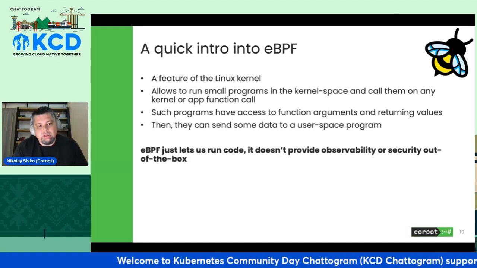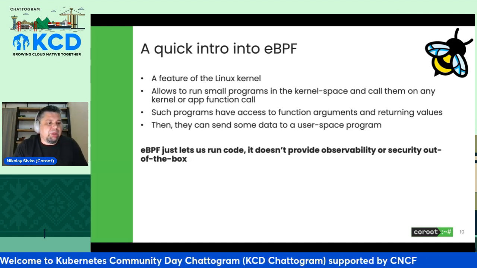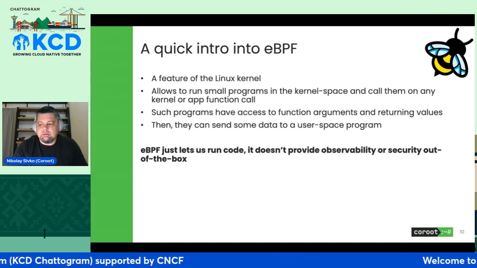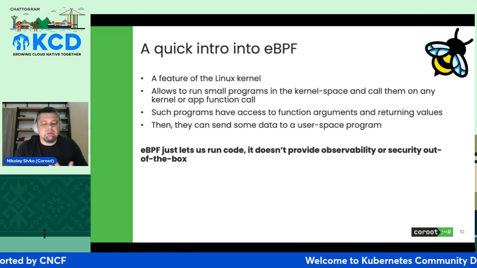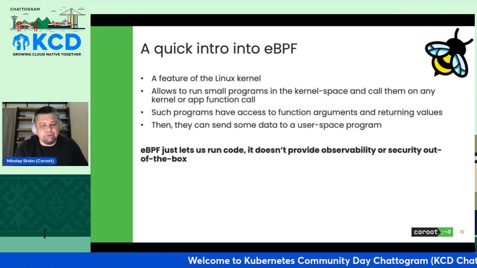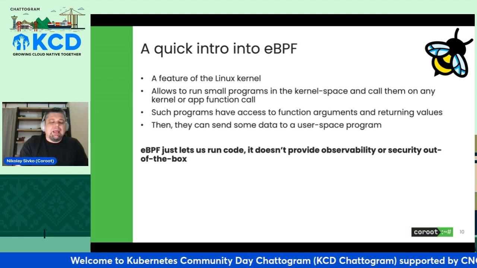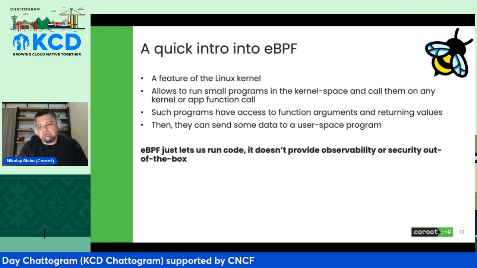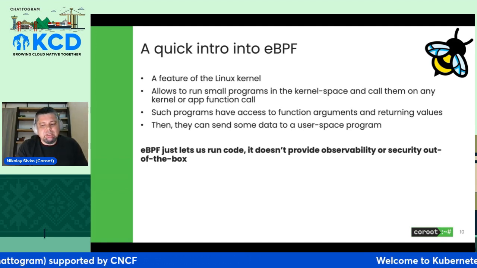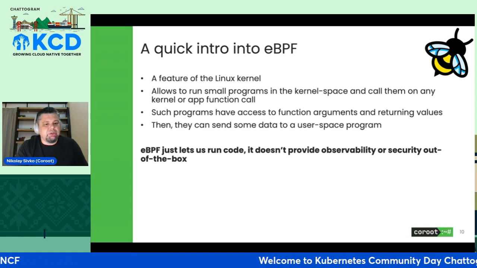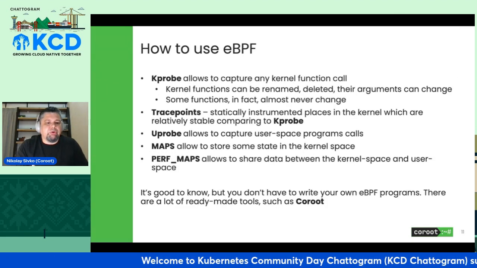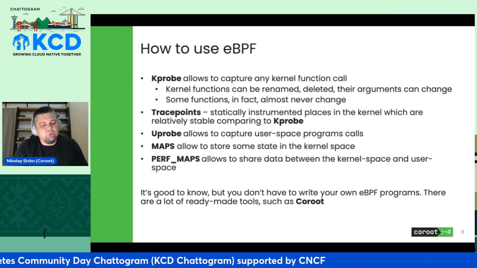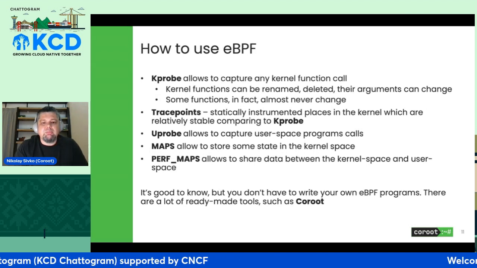And the kernel will call our application, and we will be able to access this kernel function's arguments, collect some data, and send it to the user space part of our program. One important note here is that eBPF just allows you to write code and run it. So it doesn't solve any observability or security problem itself. And it's really important to understand. And this is a top-level overview of what exactly you can implement with eBPF.